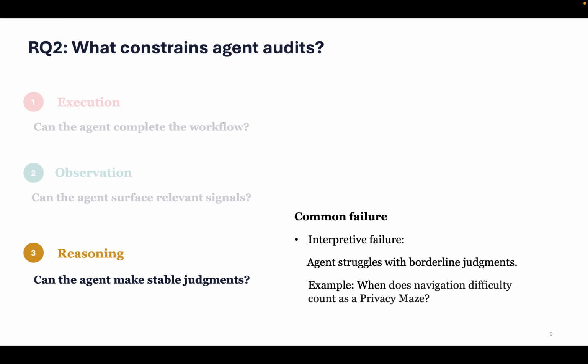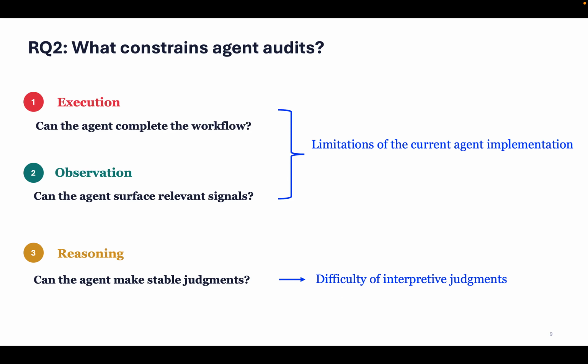Third, reasoning constraint. Sometimes the agent observes the relevant signal, but the judgment itself is ambiguous. For example, to what extent does a navigation difficulty count as a privacy maze? This constraint is different from the first two, as execution and observation are limitations of the current agent implementation. But the reasoning failure comes from the interpretive difficulty of the task itself, which human auditors can also struggle with.